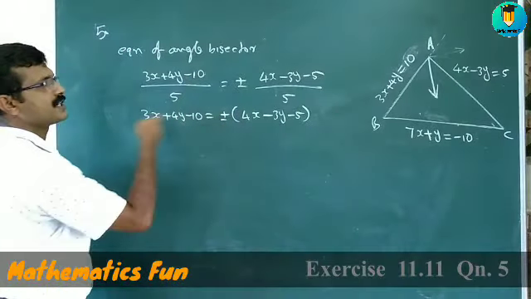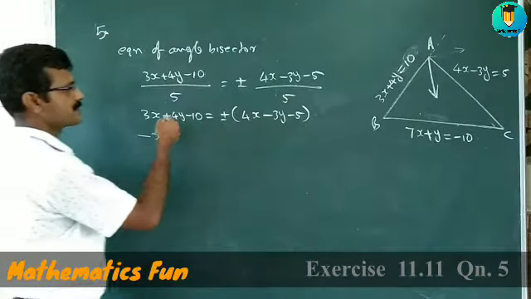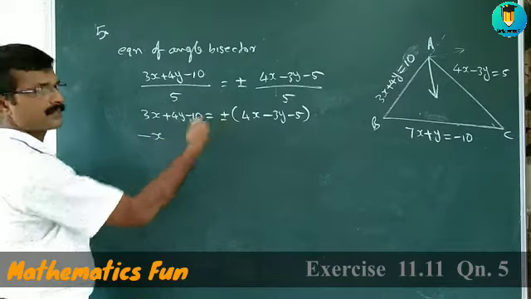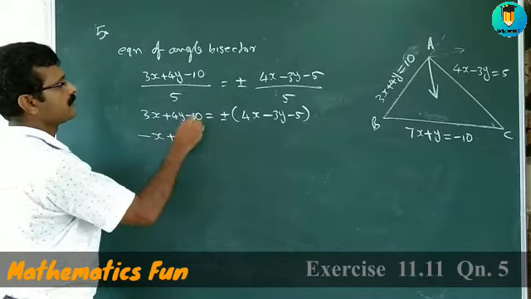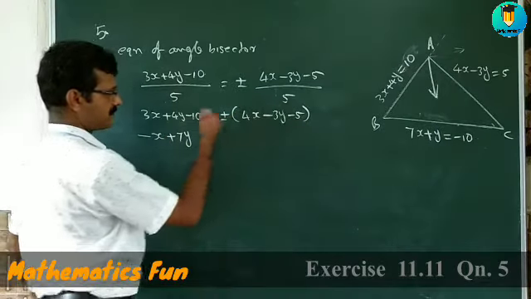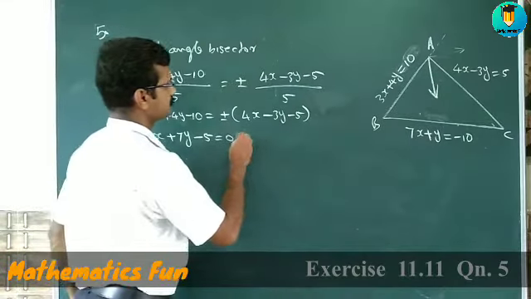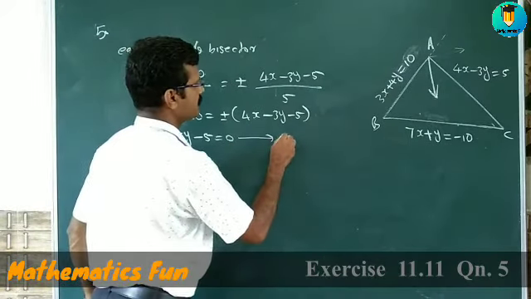So 3x minus 4x is minus x. 4y plus 3y is 7y, minus 10. Minus 5 comes to this side as plus 5, so minus 5. This is one of the bisectors. I am naming it number 1.